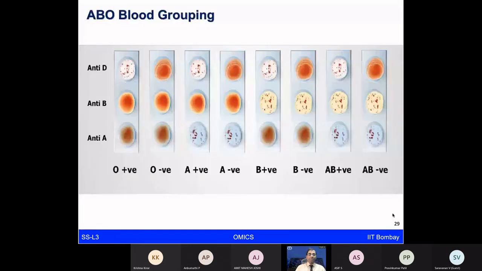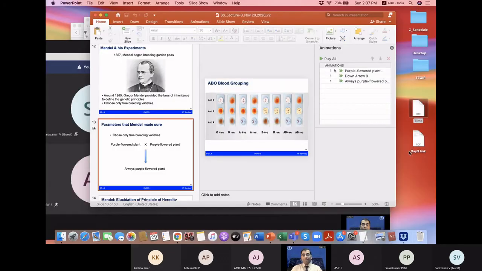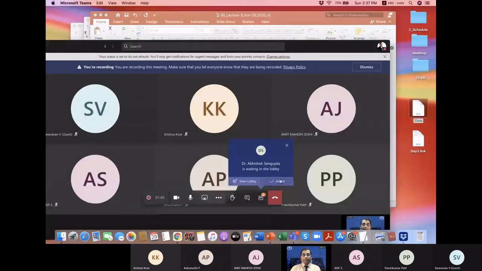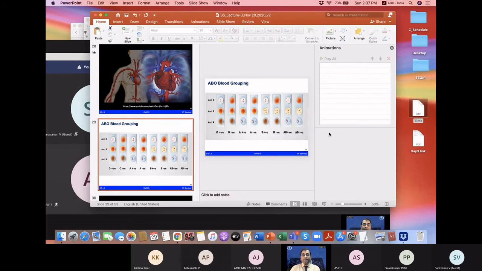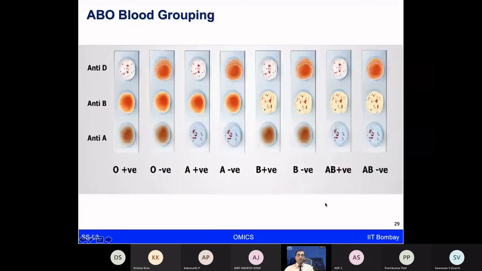So I'm sure you are at least familiar with the initial part when you go for your blood grouping test, and you see how they test it, but then you do not know how they determine and tell you what blood group you have, right?